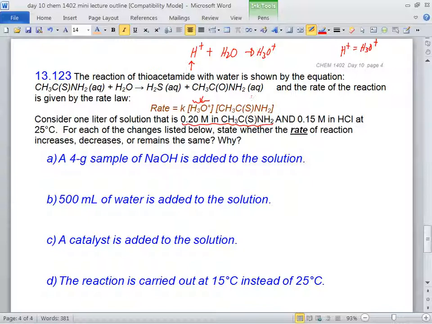So they're telling us the concentration of that compound, good deal. Then they said 0.15 molar HCl. Alyssa, what's that doing there?